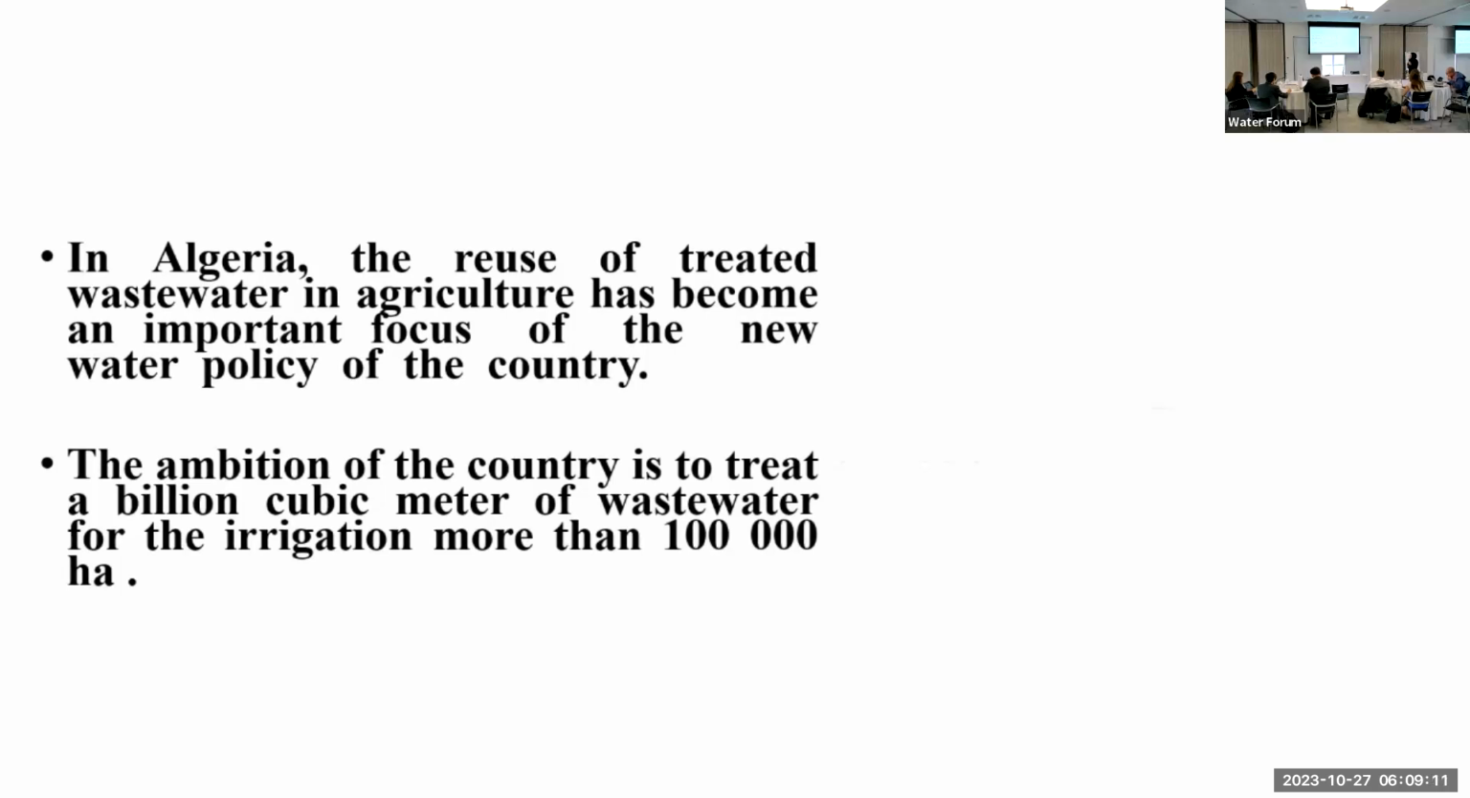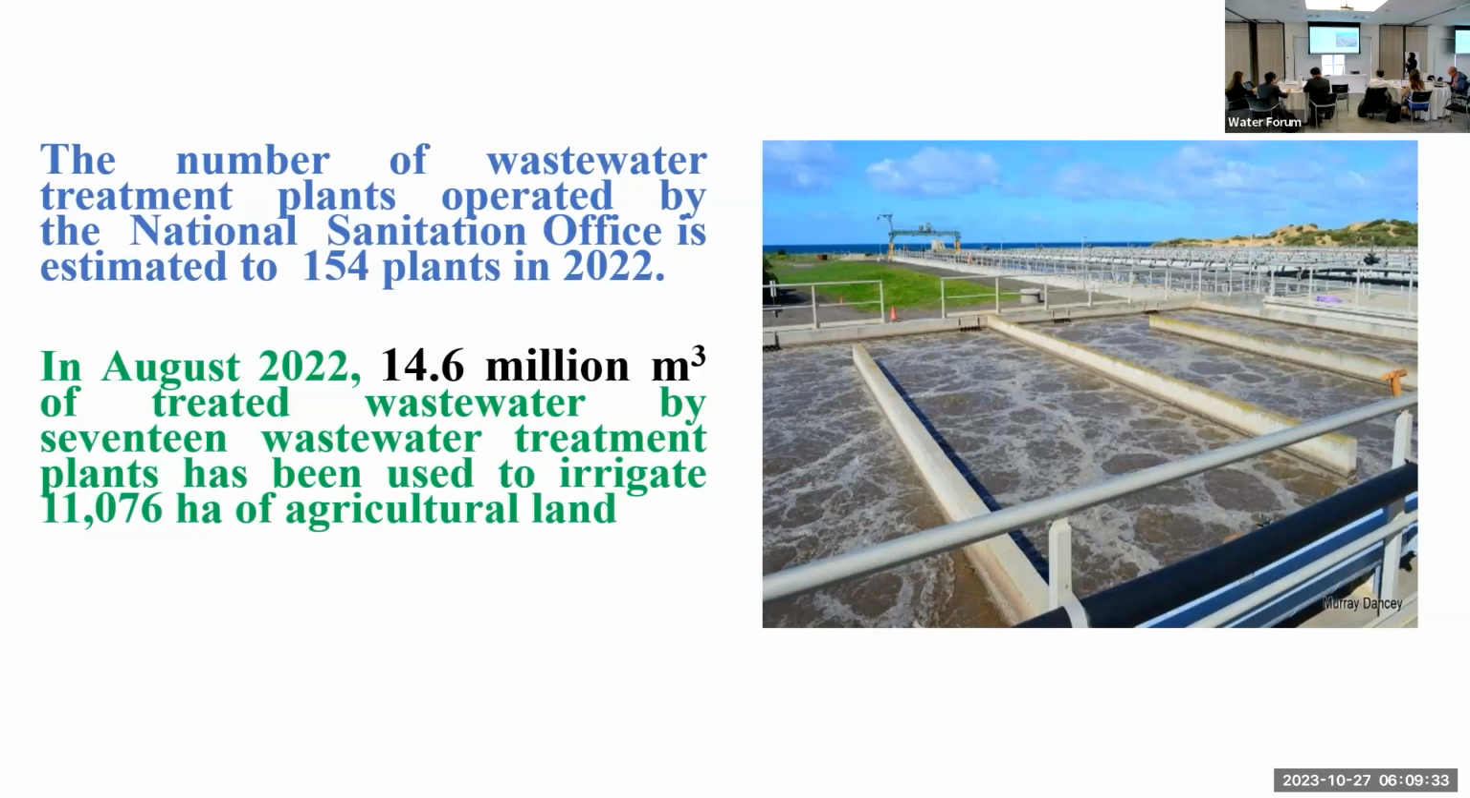In Algeria, the use of treated wastewater in agriculture has become an important focus of the new water policy in the country. The ambition of the country is to treat 1 billion cubic meters of wastewater in order to irrigate more than 100,000 hectares. The number of wastewater treatment plants operated by the National Office of Sanitation was more than 150 plants last year. In August 2022, 14.6 million cubic meters of treated wastewater by 17 wastewater treatment plants has been used for irrigation.